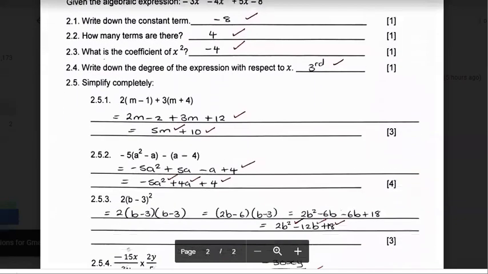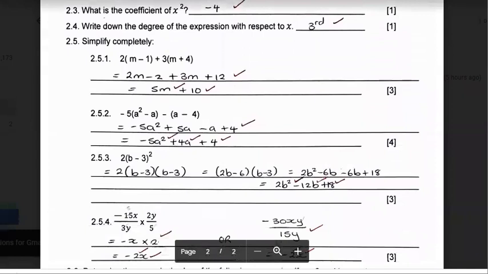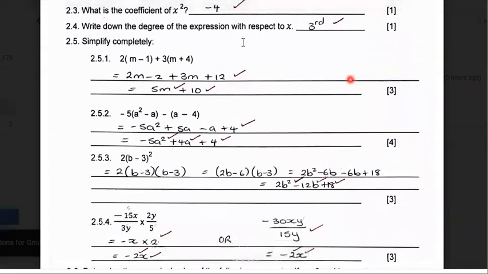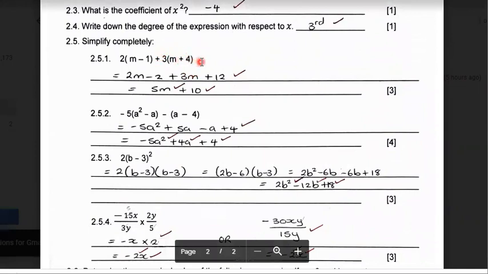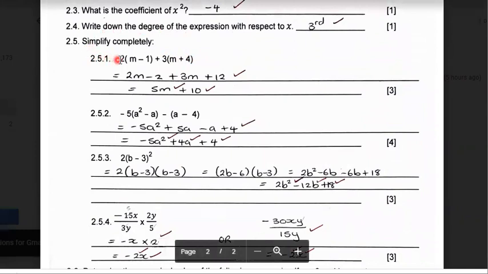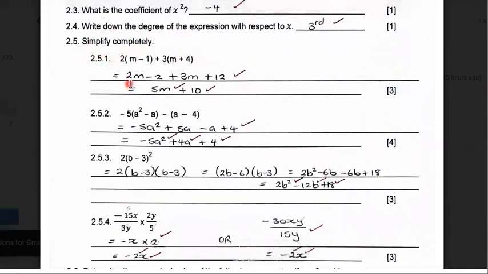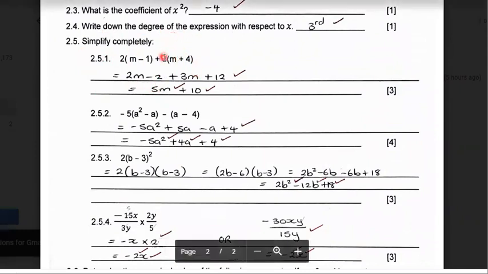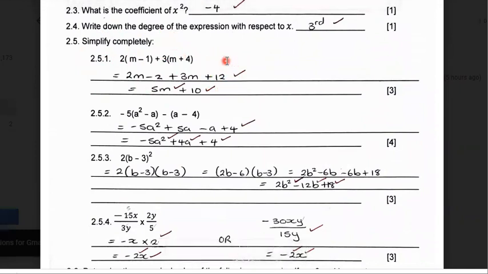Question 2.5. Now, you need to simplify these. In the first one, you would use the distributive law, because if you look inside the brackets, you can't simplify the brackets further because there's no like terms. Using the distributive law, you're going to say 2 times m, you got 2m. 2 times minus 1 gives you minus 2. 3 times m, you got 3m. And 3 times 4 gives you positive 12.